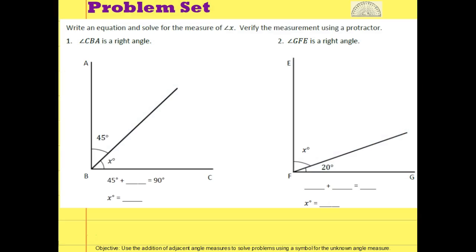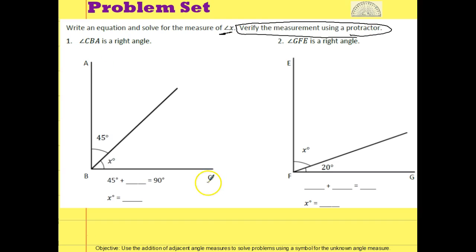We're going to look at writing an equation to solve for the measure of angle x. Remember the angle symbol? Angle x, verify the measurement using a protractor. You can do that if you would like to, just to practice. But basically what we're doing here is using what we know about the total measurement and the angle that they have given us to solve the problem for x, to find x.